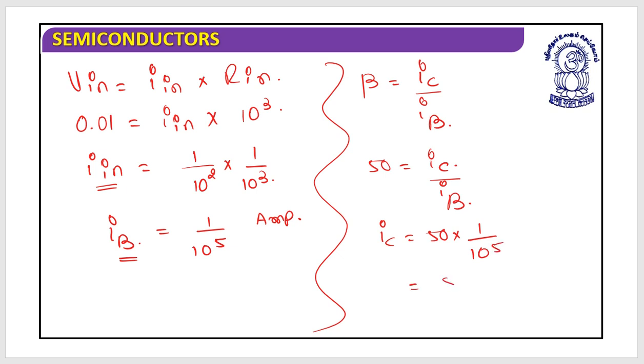So this is equal to 5 into 10 divided by 10 to the power 5. Let's multiply and divide it with 10. So this is 500 divided by 10 to the power 6, which is 500 microampere.